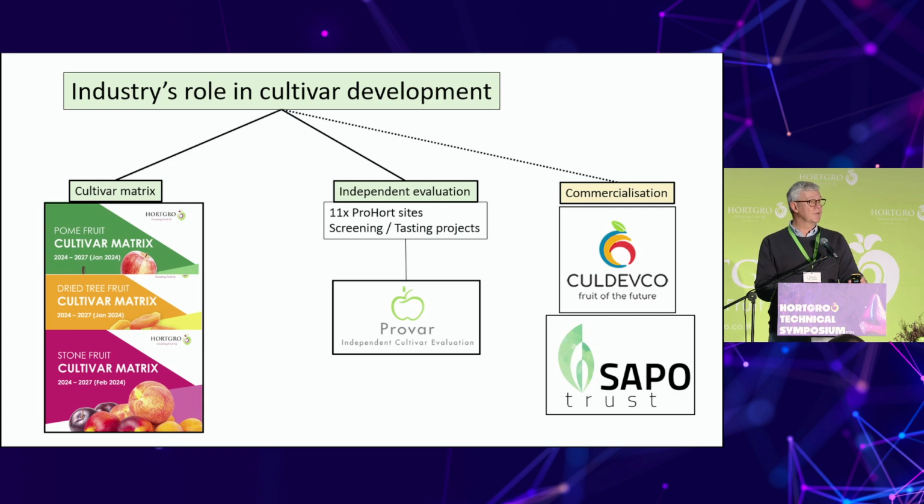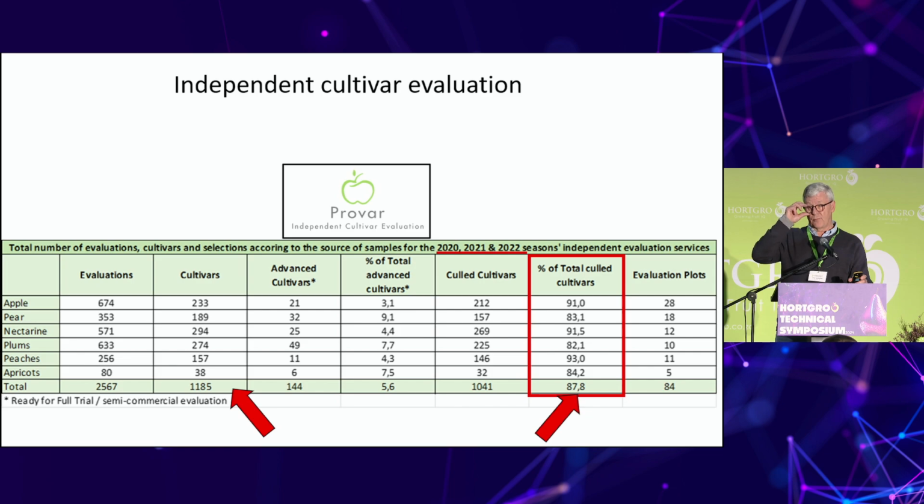And industry's role within that process is an enabling one, so providing 11 sites, Prohort sites, that were done in conjunction with Provar. We have 2 projects, a screening project and also a tasting project, which is hopefully moving more cultivars through the process. And maybe just to give one slide, Yvonne might show the slide later, but in terms of the value of the independent evaluation to industry, if you look at the number of cultivars that Yvonne and his team have evaluated, 88% of those didn't make it.